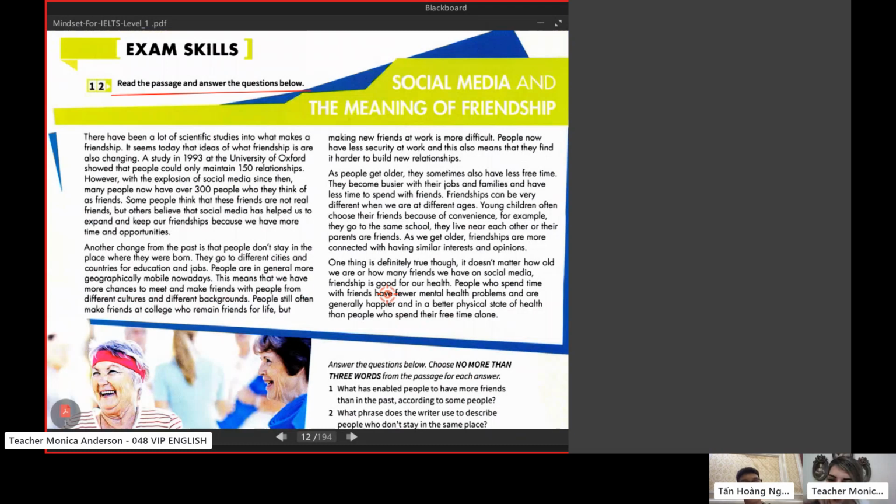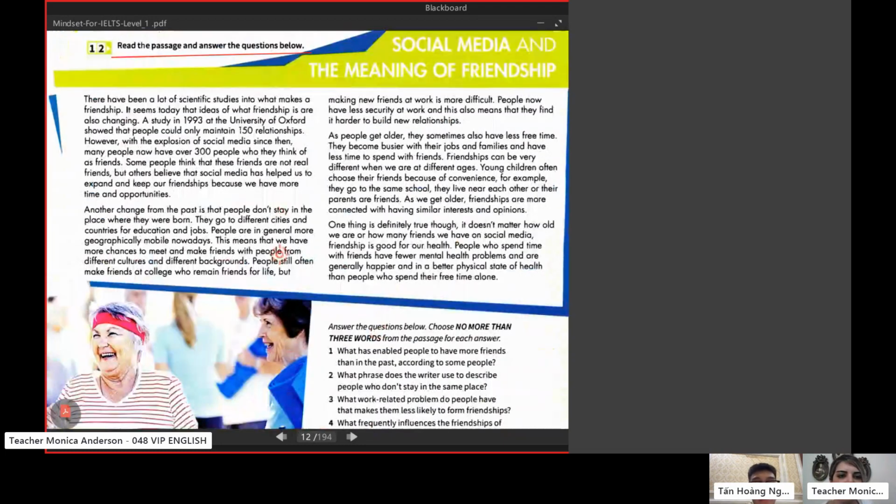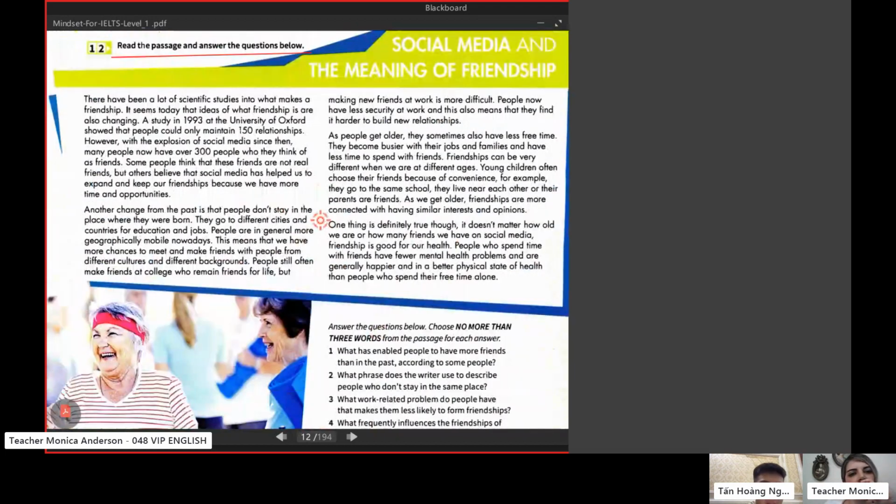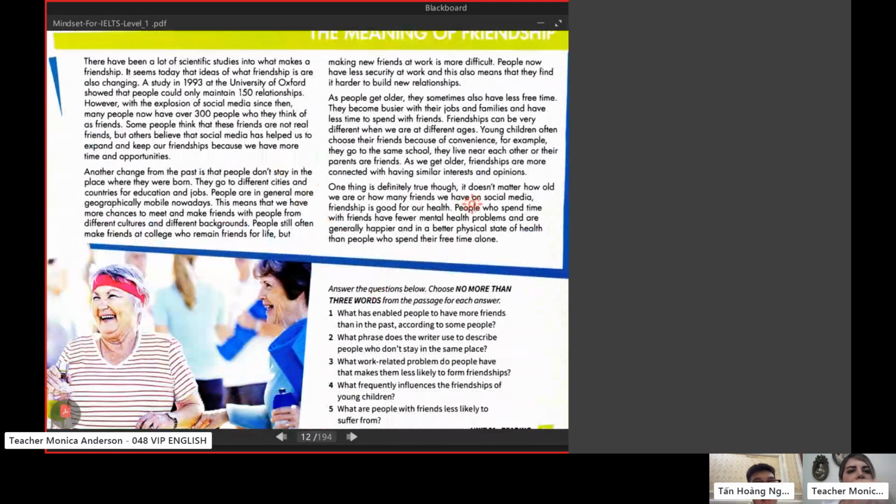I think that read first. Okay, let's get started. Social media and the meaning of friendship. There have been a lot of scientific studies into what makes a friendship. It seems today that ideas of what friendship is are also changing. A study in 1993 at the University of Oxford showed that people could only maintain 150 relationships.